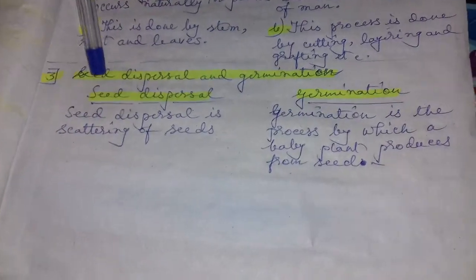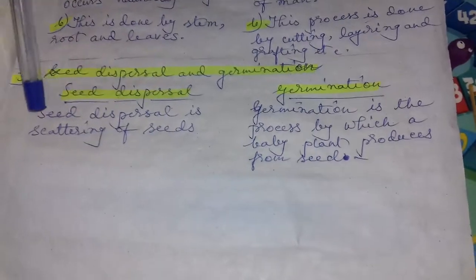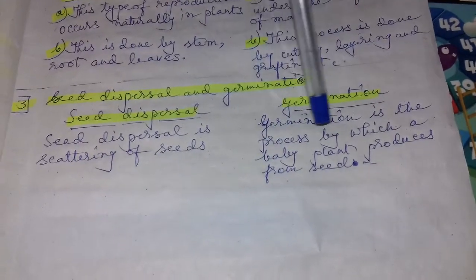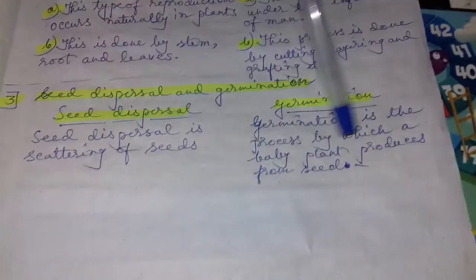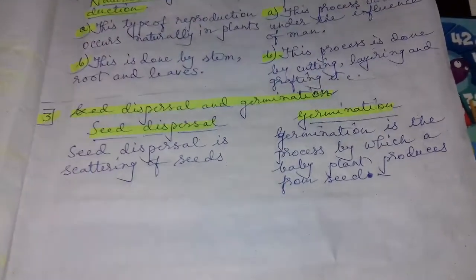Question 3. Seed dispersal and germination. Seed dispersal is scattering of seeds and germination is the process by which a baby plant is produced from a seed.